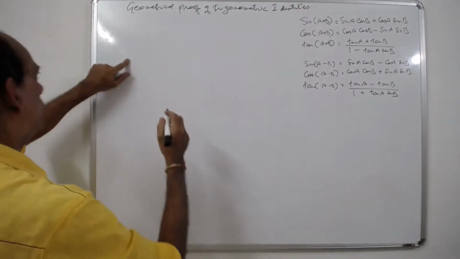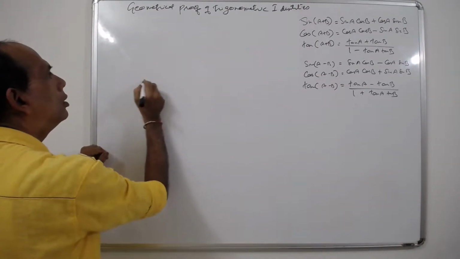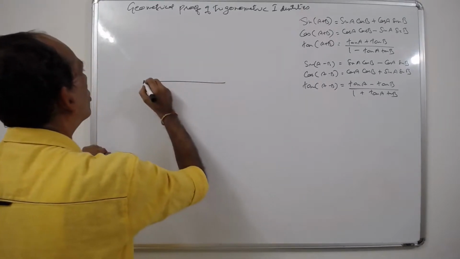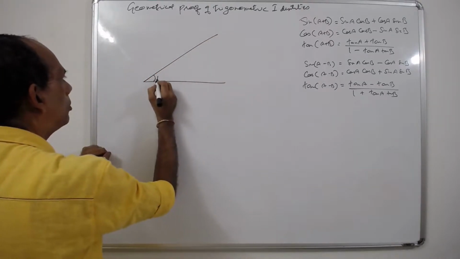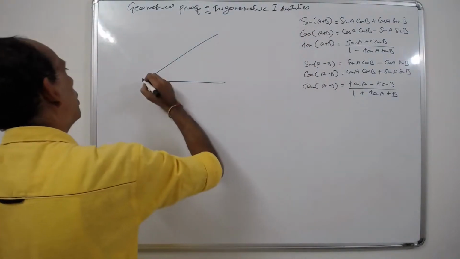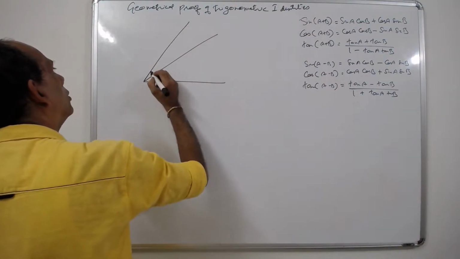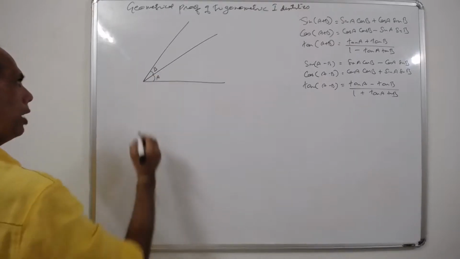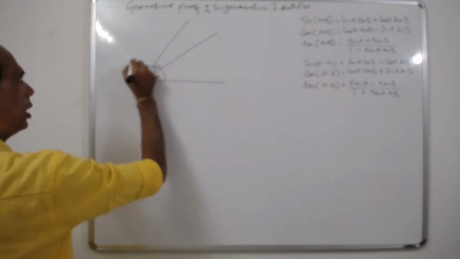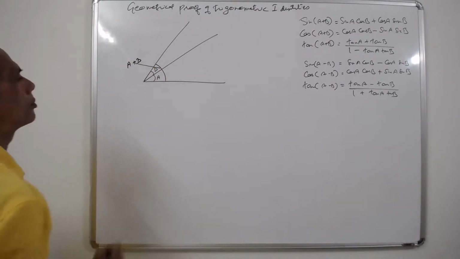For that we'll make one construction. Let's start with this as my angle A, because it is a sum of two angles. So we are making it A plus B. We are making another angle B. So now we have the total angle as A plus B. This is angle A plus B.